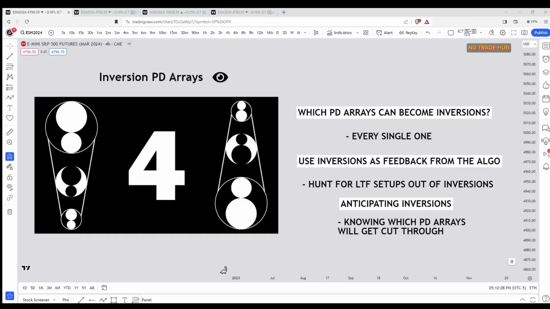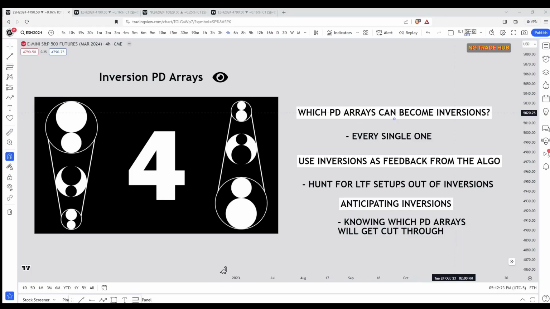I'm going to be covering inversion PD arrays. I'm going to walk you guys through a checklist on how I utilize inversion PD arrays. Let's first start off with which PD arrays can become inversions. And before we even get into that, what's a PD array and an inversion? That may be your first question.